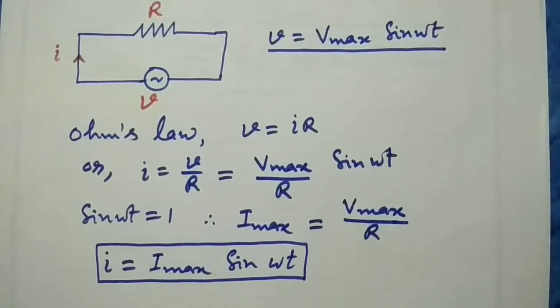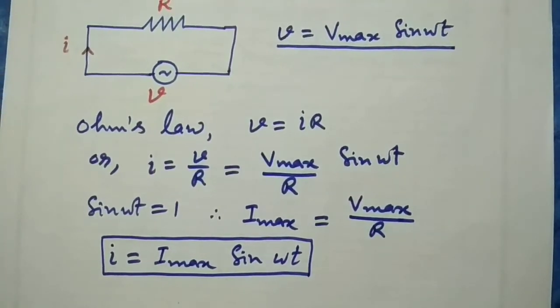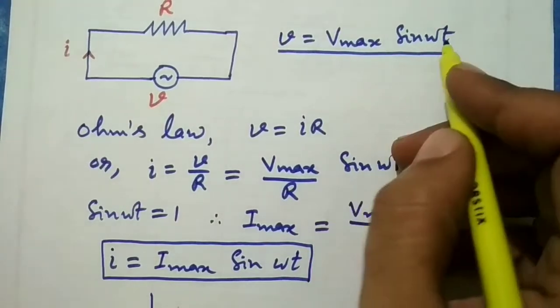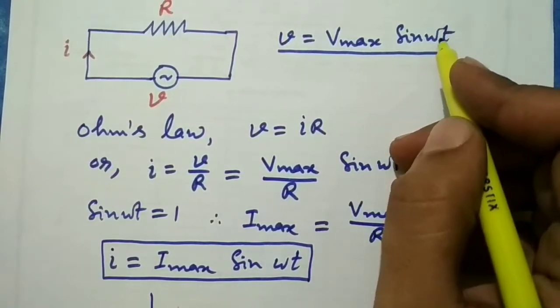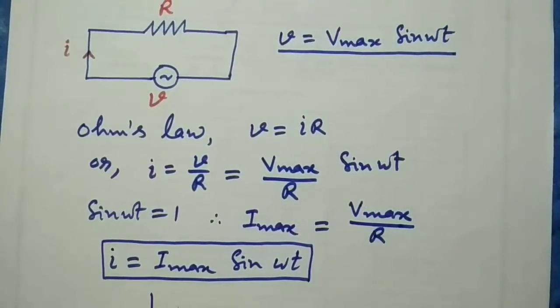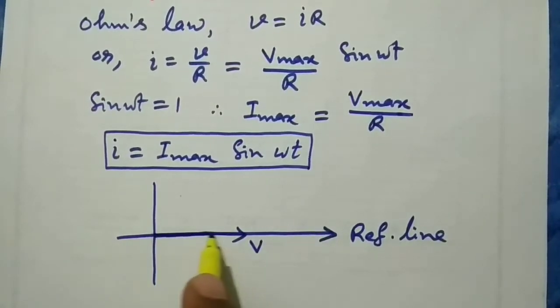Here we can see that if we draw the phasor diagram of the voltage and current, V is equal to V max sin omega t. So at time t equal to 0, the value of the voltage will be equal to 0. Therefore, the phasor of the voltage will be drawn along the reference line. So here it is V. This is the phasor diagram of the voltage.